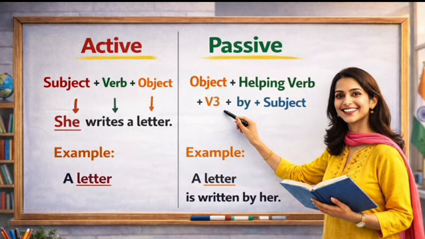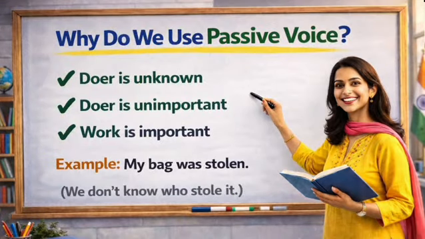Now, if you think like me, you may wonder, why do we use passive voice? Isn't it interesting to know? Yes, we use passive voice when we don't know who did the work or when the work is more important. For example, my bag was stolen. Here, the object my bag is important, but we don't know who stole it. So, such sentences are described in passive voice.